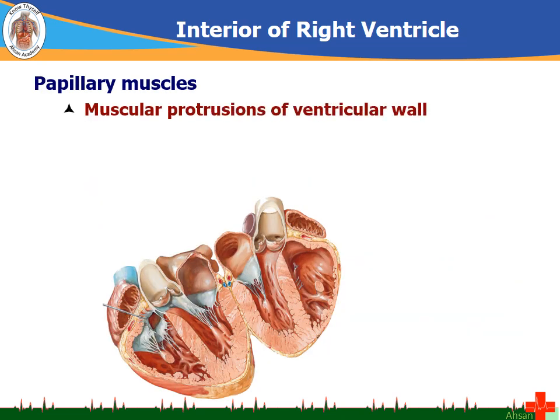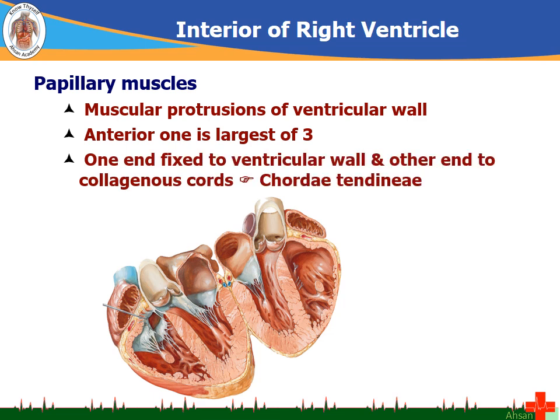So papillary muscles are muscular protrusions from the ventricular wall inside. In the right ventricular cavity, the anterior one is the largest of the three. Three are prominent, and there may be some very small additional papillary muscles. One end of the papillary muscle remains fixed to the ventricular wall and the other end remains free, to which the tendinous structures known as chordae tendineae are attached. The other end of the chordae tendineae remains attached to the free margin of the valve cusp.